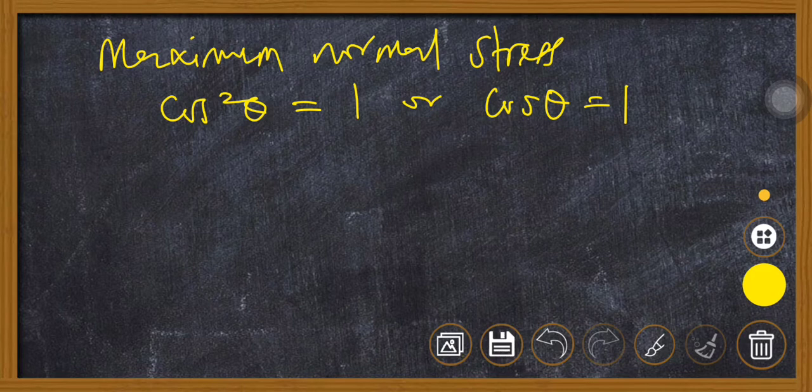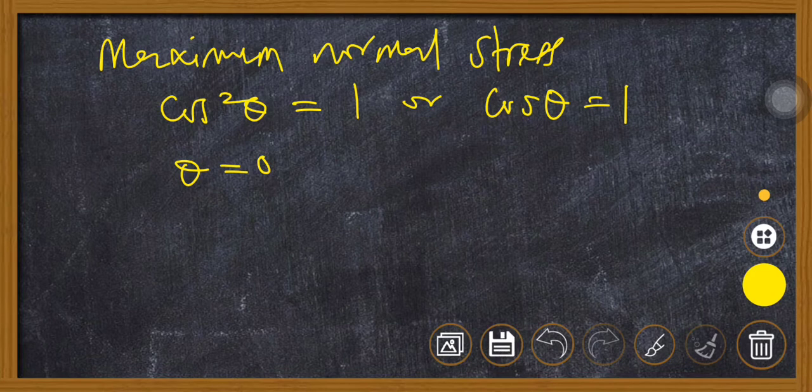Now, this can only occur when theta equals 0, because we can only get cos square theta to be 1 when theta is equal to 0. Why? Because cos of 0 is equal to 1. So when theta is equal to 0, we have the maximum normal stress.